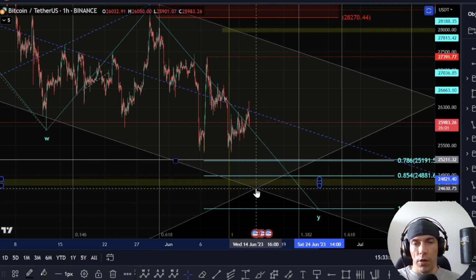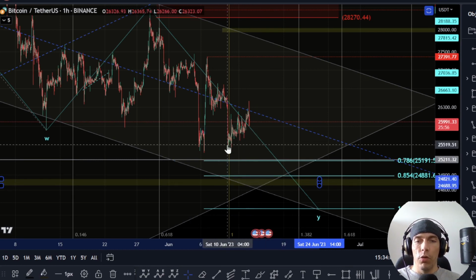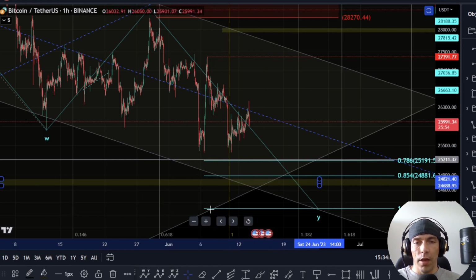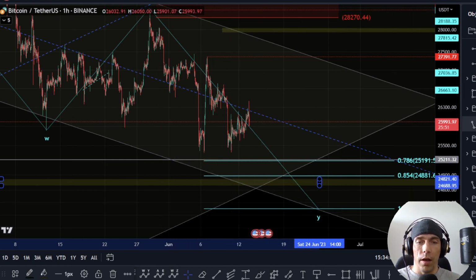If we do see an interaction here directly below where we're currently sitting, we have this zone of this 24,630, which would actually be a retest of this bottom channel here and this bottom channel here. So I would be keeping an eye on these two areas if we do see price look to break down.